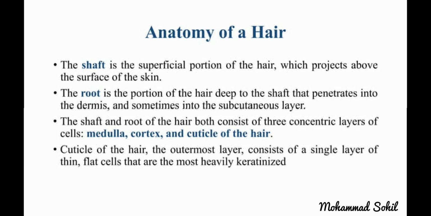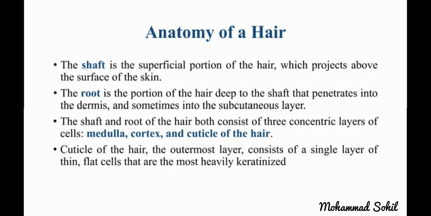Now coming to the anatomy of hair. The shaft is the superficial portion of the hair which projects above the surface of the skin. The root is the portion of the hair deep to the shaft that penetrates into the dermis and sometimes into the subcutaneous layer. The shaft and root of the hair both consist of three concentric layers of cells, that is the medulla, cortex, and cuticle of the hair.